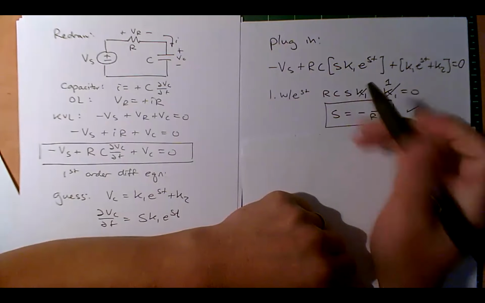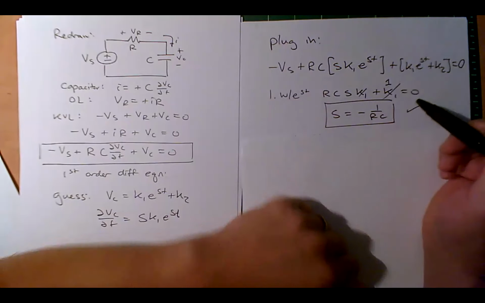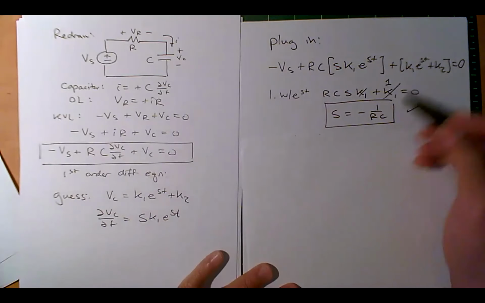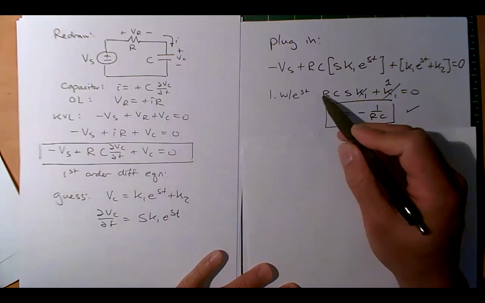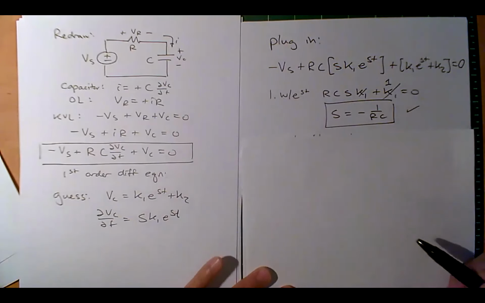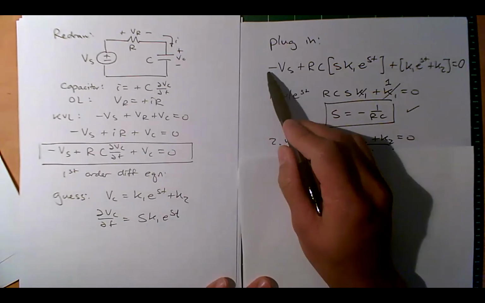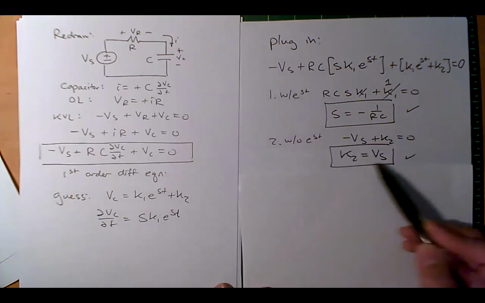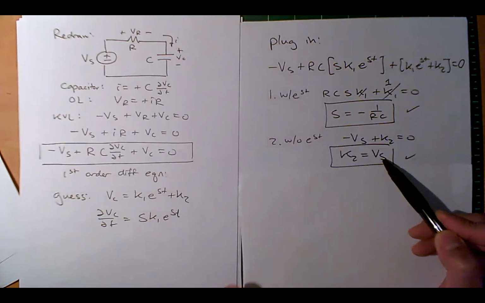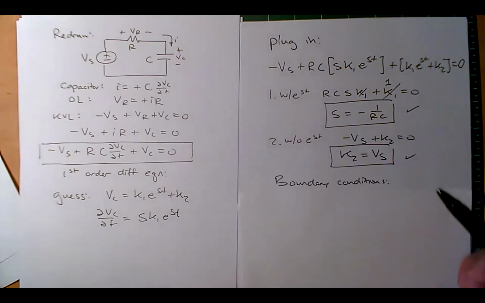And then you say S equals 0. No, no, no. K1, if I divide everything by K1 here, I get a 1, right? Okay, so that cancels to a 1. And so if I bring this over, I get 1 divided by RC, negative. Good. Now over here, I get everything without an e to the st, negative Vs, and K2. Good. And so K2 equals Vs, right? Good. So I have S and K2, and I still need to find K1 now.